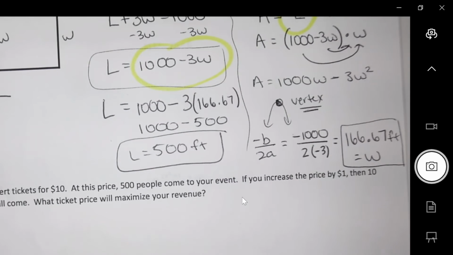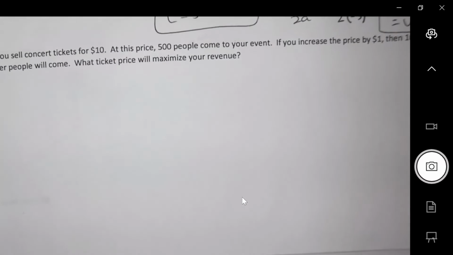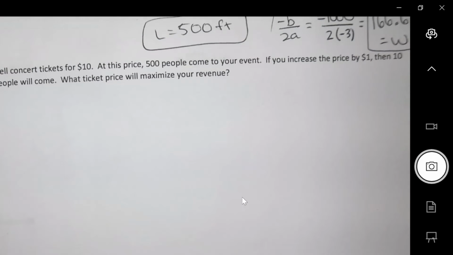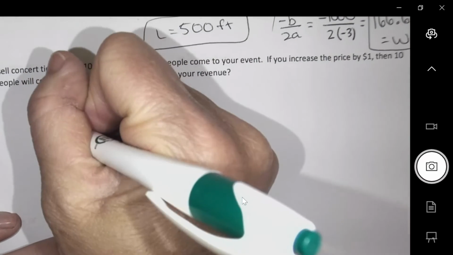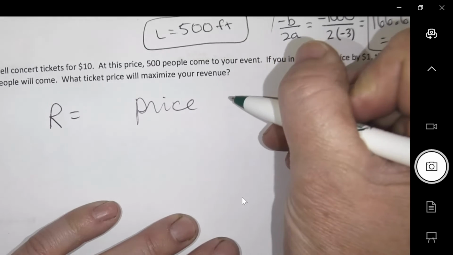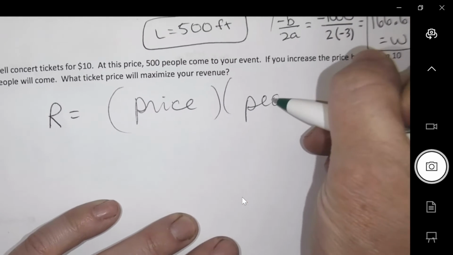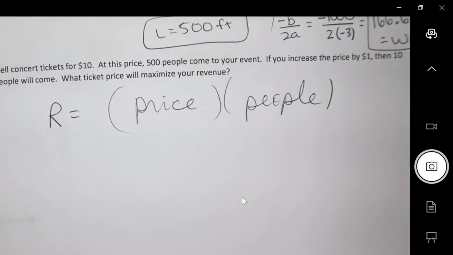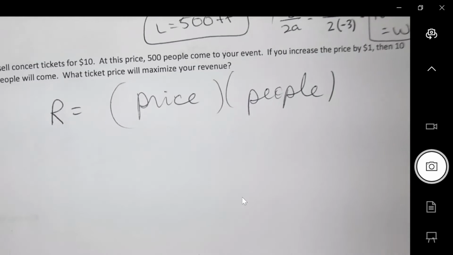Okay, number 6. You sell concert tickets for $10 and 500 people come. We're going to get some revenue. So this is what let's start out with. The revenue you're going to make at your concert is your price of your ticket times the people that are coming. Does that make sense? $10, 500 people, you would make $5,000.